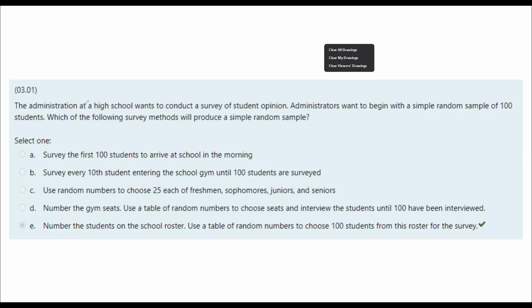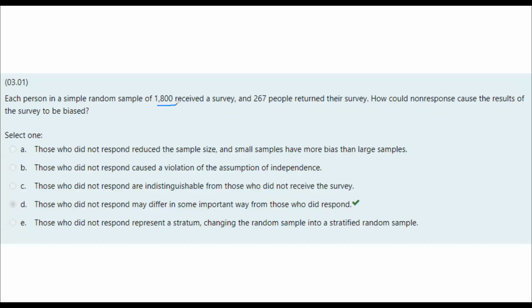Each person in a simple random sample of 1,800 received a survey. 267 returned the survey. How could non-response affect it? So that's not that much, right? 267 out of 1,800. How could non-response affect it? Those who did not respond reduced sample size. Small samples have more bias than large samples. That's not true. Large samples could have bias, more bias.